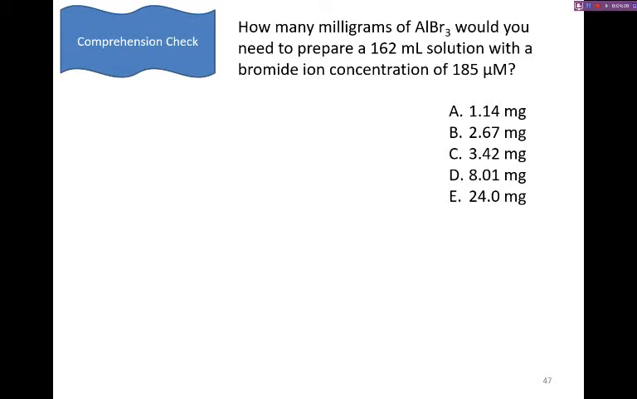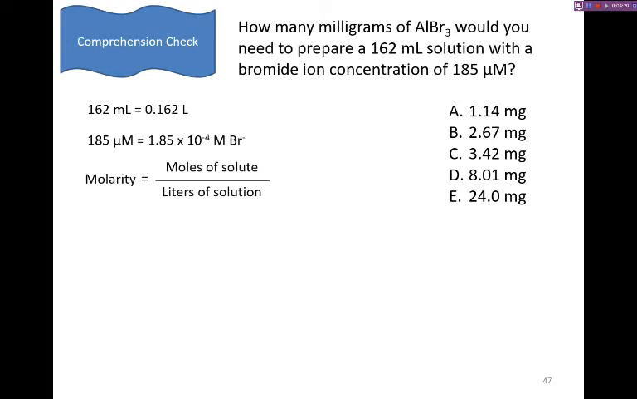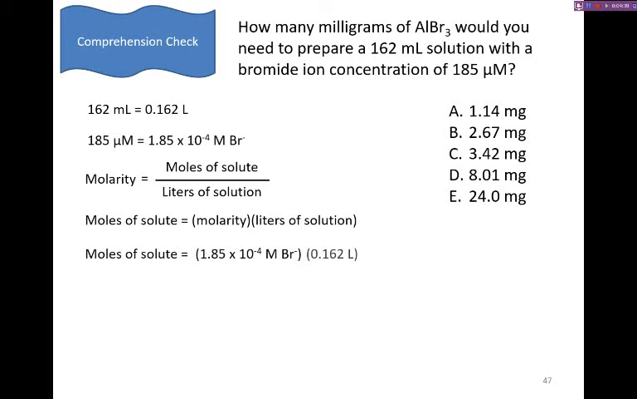Let's set up our information here. We can convert the milliliters to liters and the micromolarity to molarity. And this is going to be useful because we can use the definition of molarity, given that we have the molarity of the bromide and we have the volume. We can rearrange the equation and solve for moles of solute, and then plug in our values. That means that we would have needed just under 3 times 10 to the minus 5 moles of bromide ions to have that concentration.